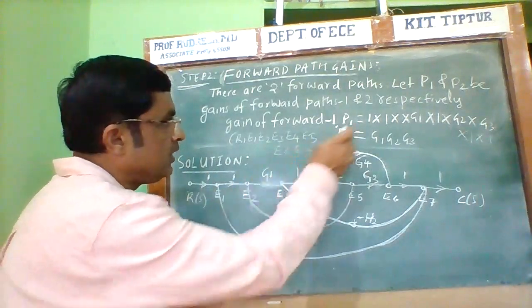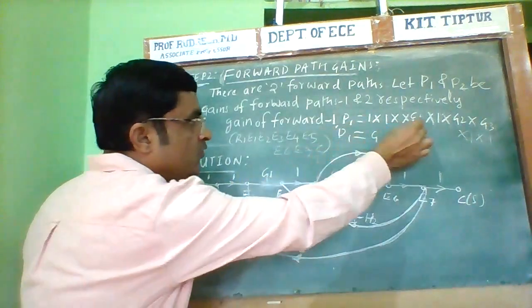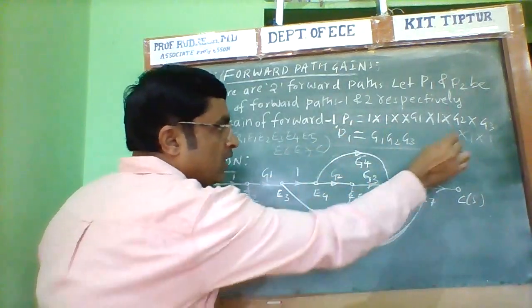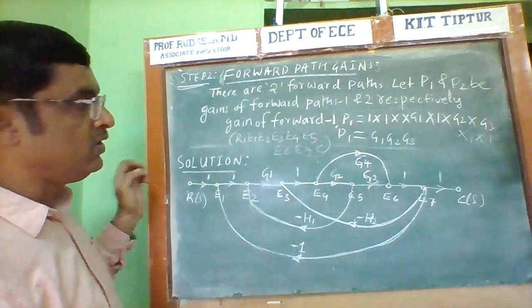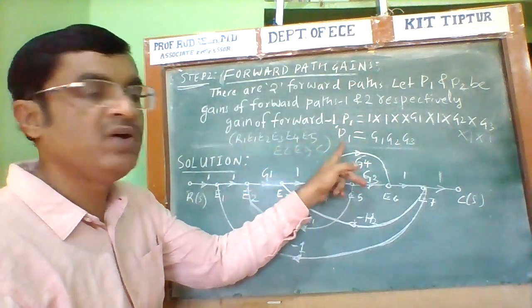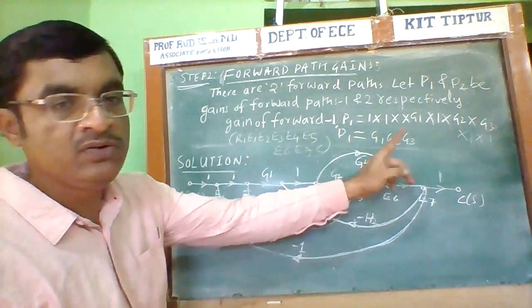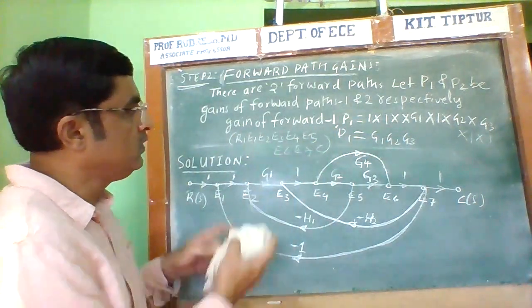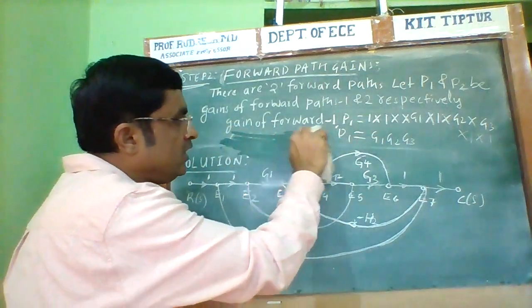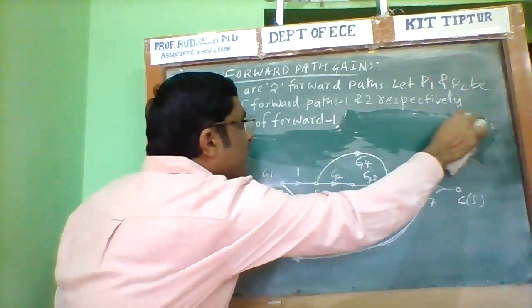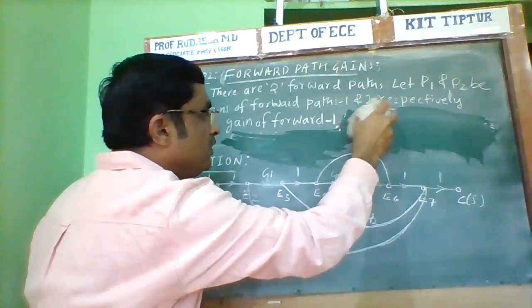Therefore, we need to multiply 1 into G1 into 1, G2, G3, again 1 and 1. Therefore, the gain of the first forward path is denoted as P1, and G1, G2, G3 is the gain of the first forward path. Similarly, we need to identify the second forward path and calculate the gain of the second forward path.